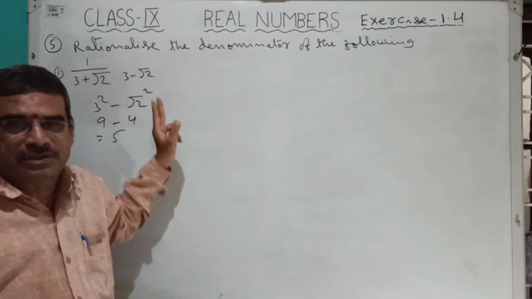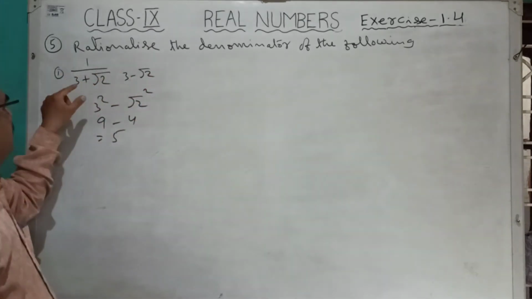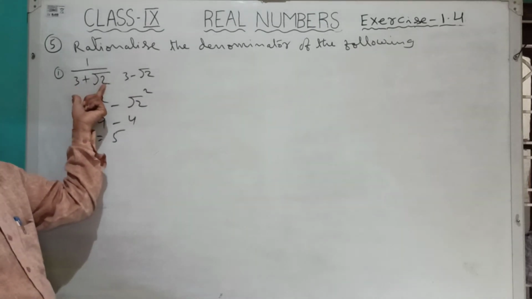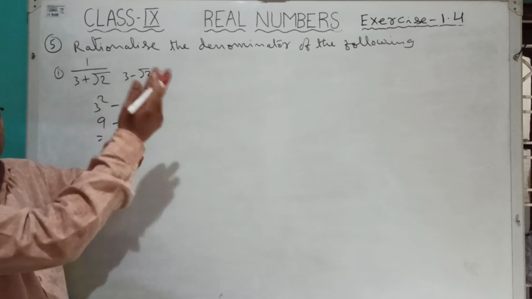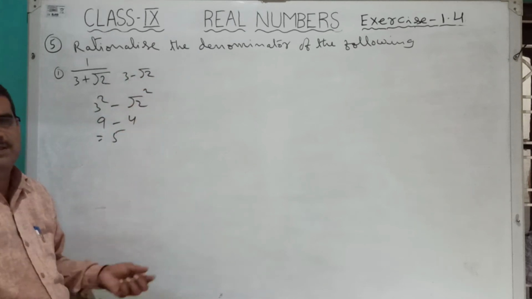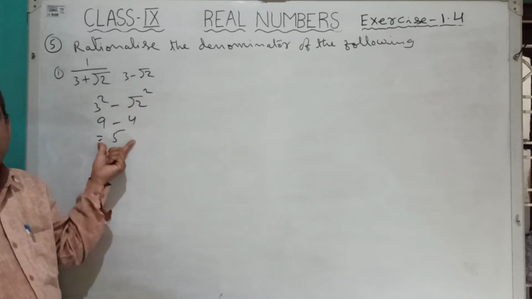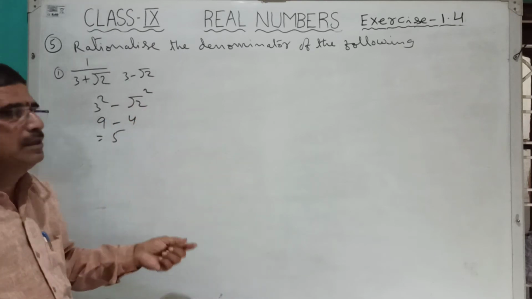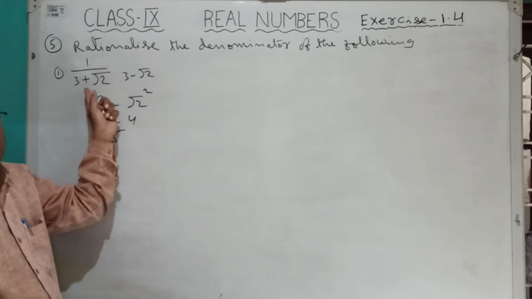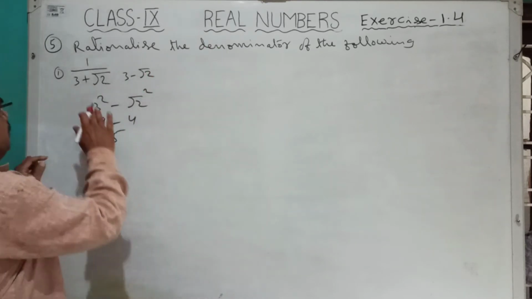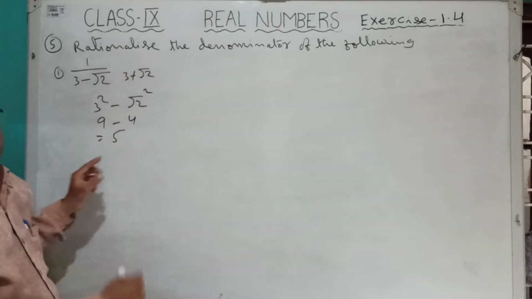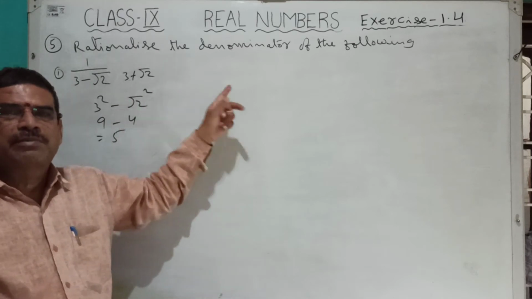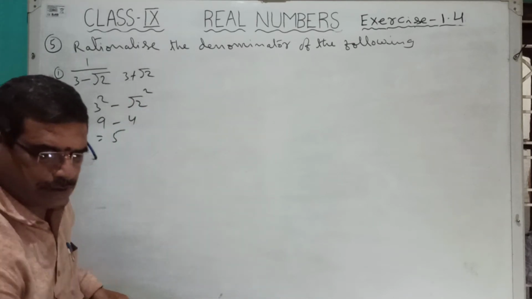I think you understand this one. Here a plus b is there. If I multiply with a minus b, the answer is a square minus b square. The root will get cancelled, and that result is a rational number. Here a plus b is there, so I have to multiply with a minus b. If here a minus b is there, then I have to multiply with a plus b. So you remember this one. This is the procedure.